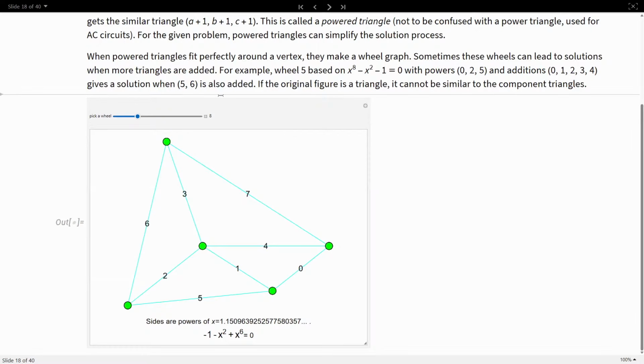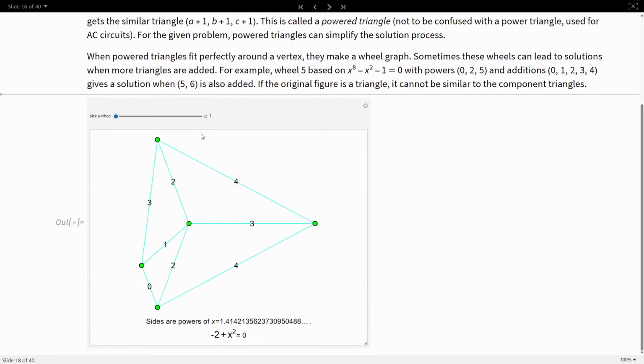So I wrote a program to find solutions for this, and these are the solutions it found. Here's one for the square root of 2.